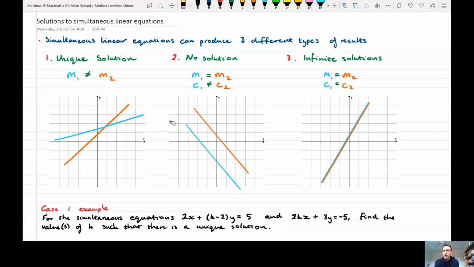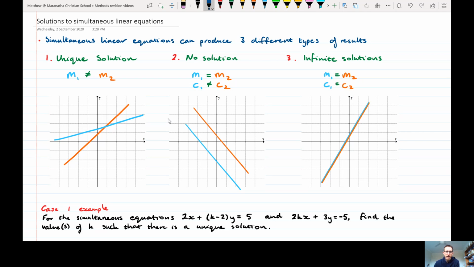Another case is no solutions, and that is where we have two parallel lines. So you've got the orange and the blue lines here. They're completely parallel. They're never going to cross. You have no intersection point, therefore no solution, because remember, the idea of intersection point means there is a solution. So no intersections, no solutions.